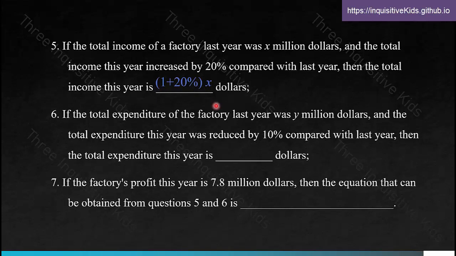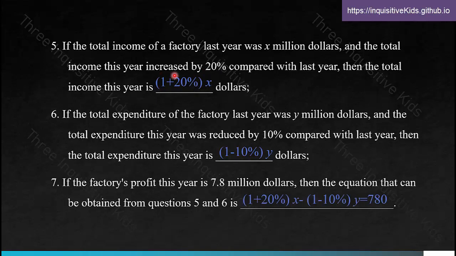If the total expenses of the factory last year was $Y million, and the total expenditure this year was reduced by 10% compared with last year, so reduced, then the total expenditure this year is blank dollars. Well, you would subtract 10% from 1. So since this time this is reduced by, you would be subtracting that 10%. Here we have addition because you're increasing it. Number 7.